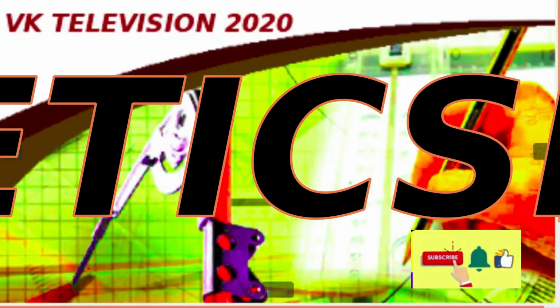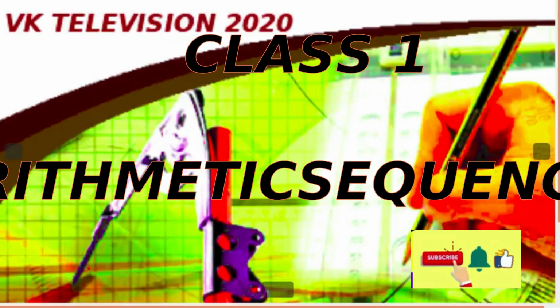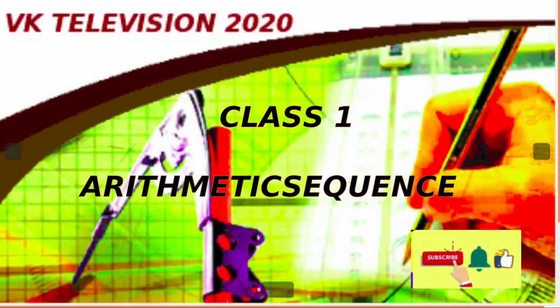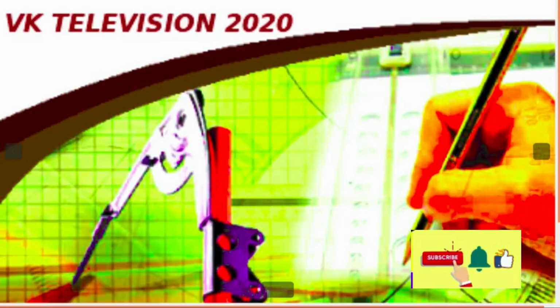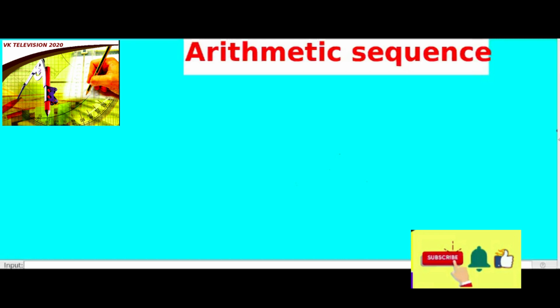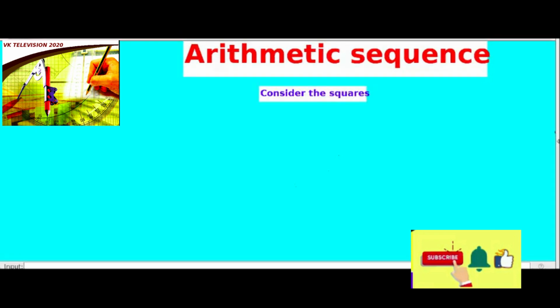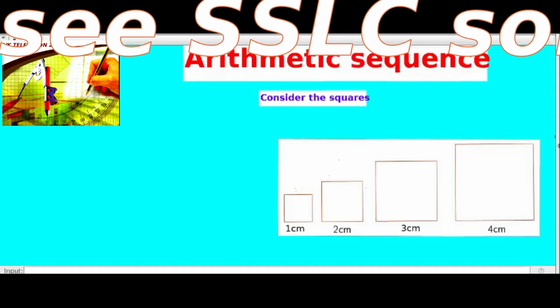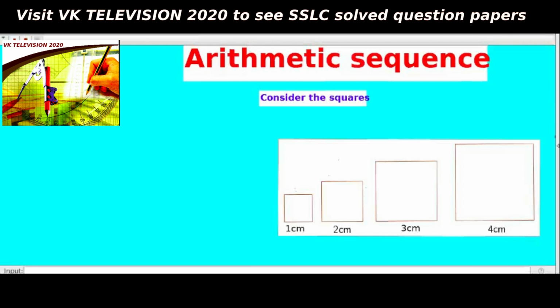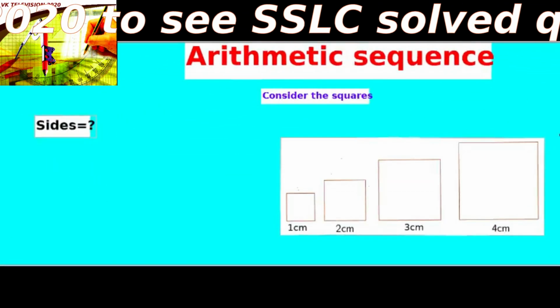Let us discuss the first chapter, Arithmetic Sequence of 10th Standard. Arithmetic sequence. Consider the four squares having side length 1 centimeter, 2 centimeter, 3 centimeter, 4 centimeters. Now we have to find out the perimeter of each of these squares.